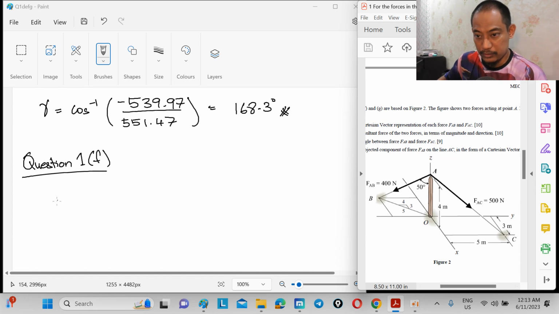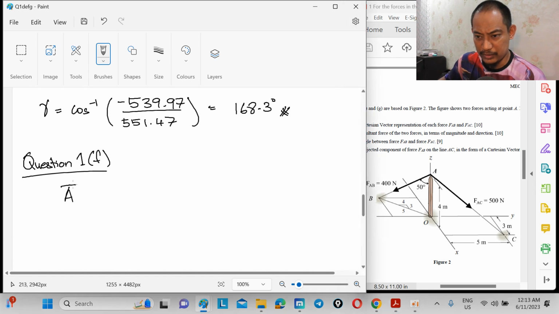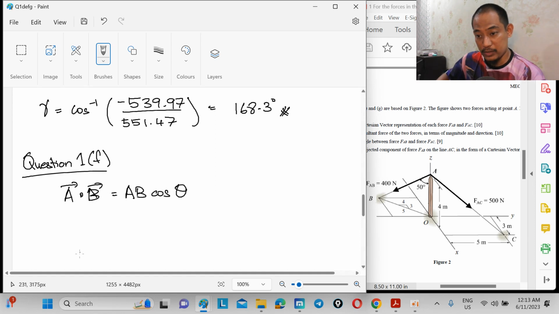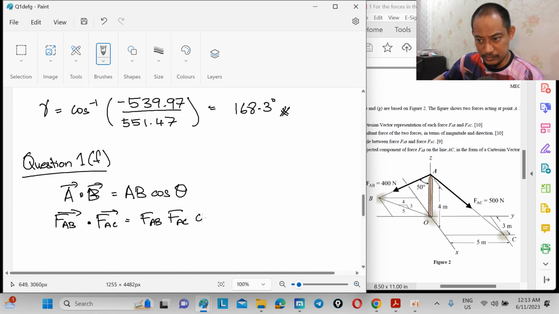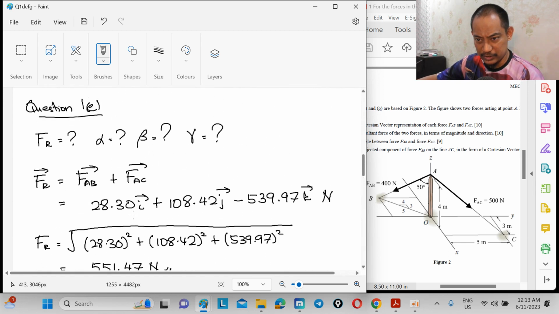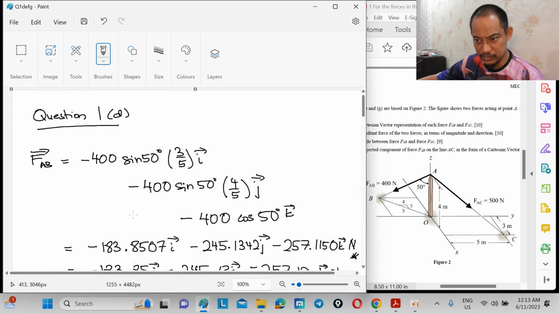So basically, from the concept, A dot B equals AB cos theta, and we want to find theta, right? So we will use FAB dot FAC equals FAB FAC cos theta. Now you have to write this before you actually calculate, so that we know what is going on, right? So FAB dot FAC, because we have already expressed it.